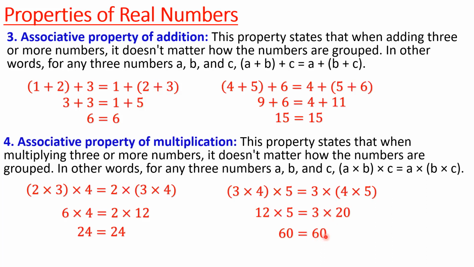60. Very good. So as you can see, the way that we group them when we multiply them, if we group the first one first and then multiply it, we still get 60. And if we group the last 2 first and then multiply them, we still get 60. Do you see that, Willon?